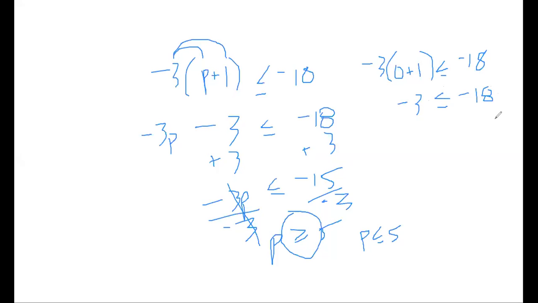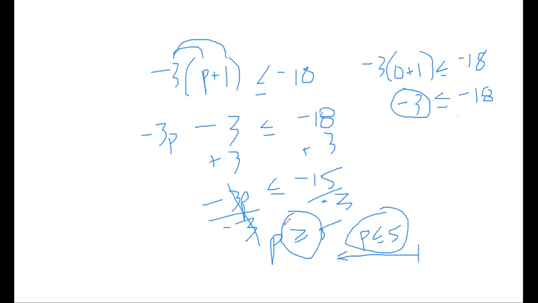No, that is correct. It is not. This is closer to 0 than the -18, so that means it's greater than. So if I don't change this, I'm going to get an incorrect statement. And this one would graph in this direction. So it would seem to say anything less than 5 is okay. But 0 is less than 5, and that doesn't work.